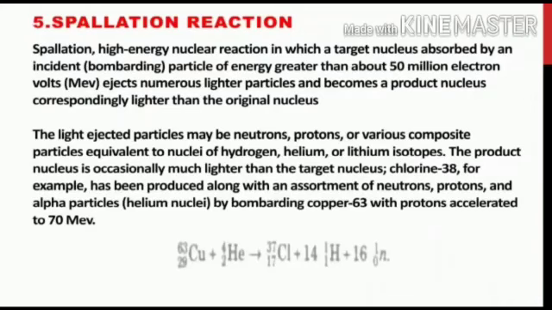Spallation is a high energy nuclear reaction. In these reactions, the high speed bombarding particle is absorbed and a normal nucleus is formed. A large number of light particles are also emitted. The product nucleus is lighter than the original nucleus. For example, by bombarding copper-63 with protons accelerated to 70 million electron volts, chlorine-38 nucleus is formed along with the emission of neutrons, protons and alpha particles.